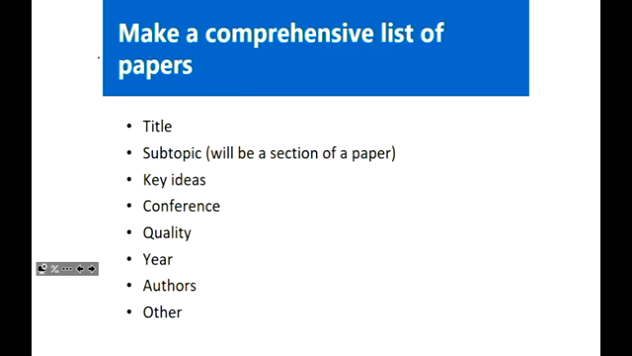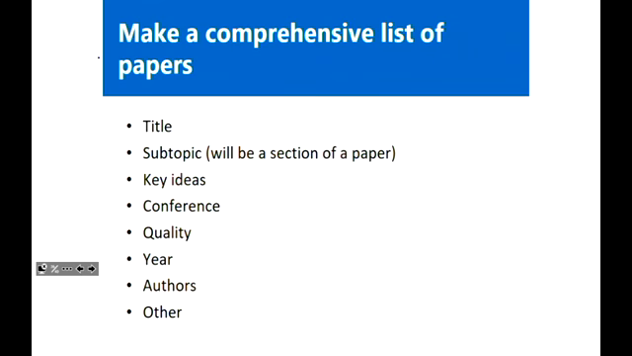So make a comprehensive list of papers. For example, if you get material for writing a survey, make sure that you collect those papers and make a list that should be useful for writing the final report. You can come up with the title of the paper, the subtopic mentioned in that paper, and the key ideas. Try to brainstorm with your own new ideas, and try to match whether you can come up with something new from the key ideas that have already been published in some of the papers.